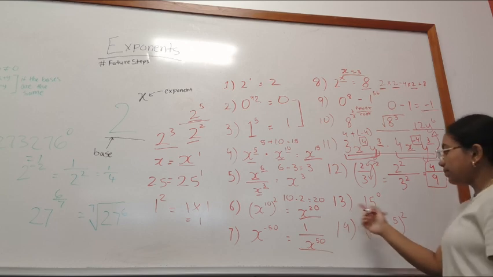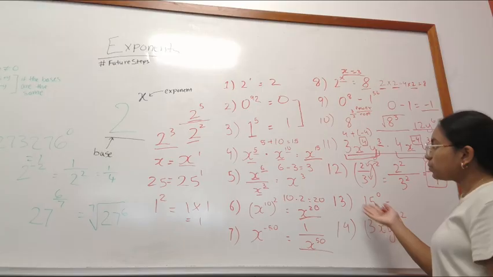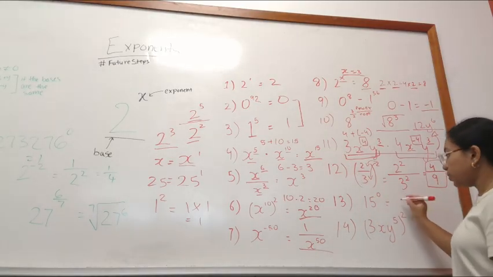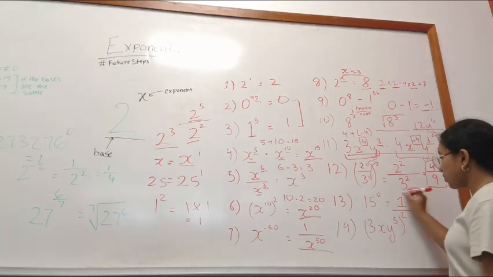Let's look at 13. This is quite easy, right? We talked about this before too. Any number to the power of 0 is always going to be 1. So 1 is your answer.